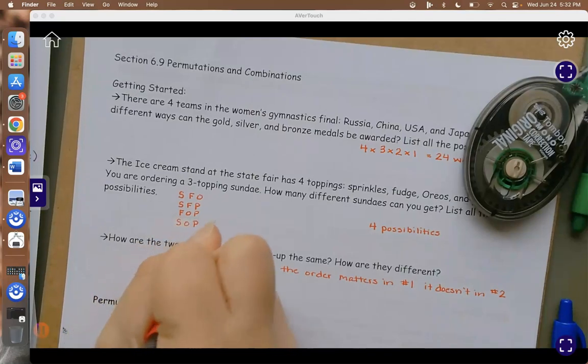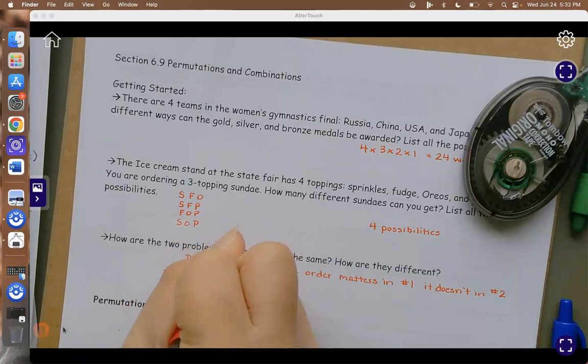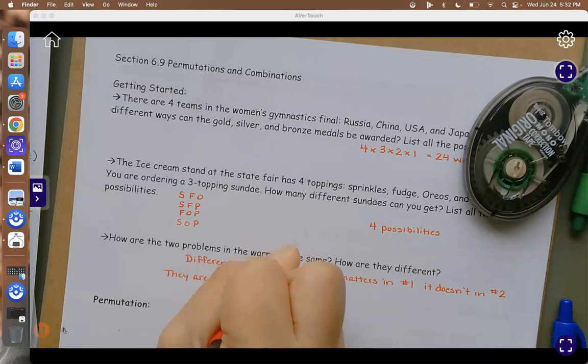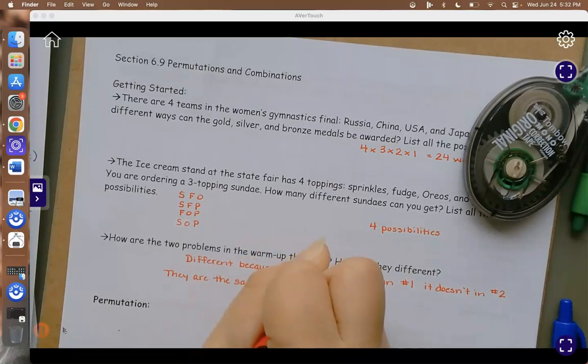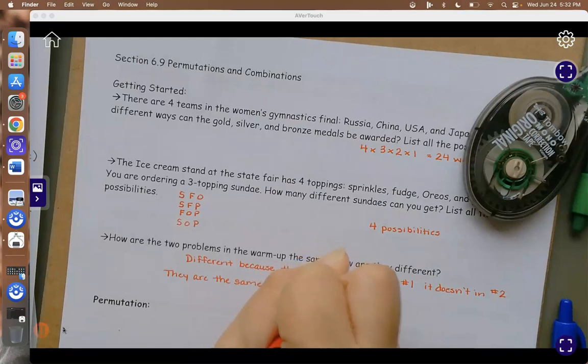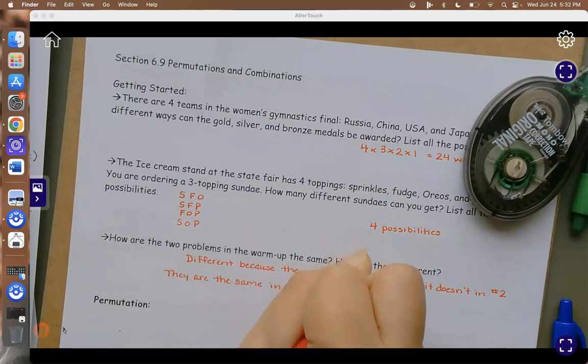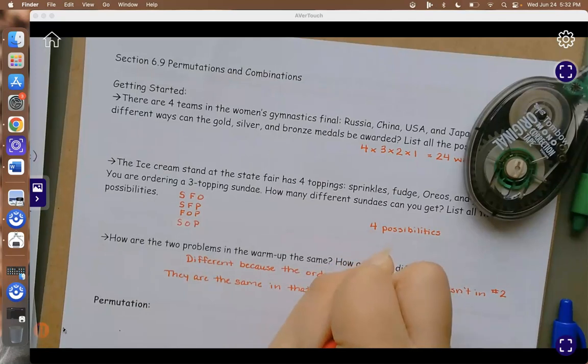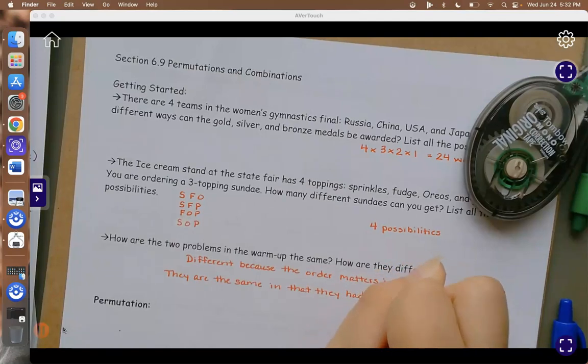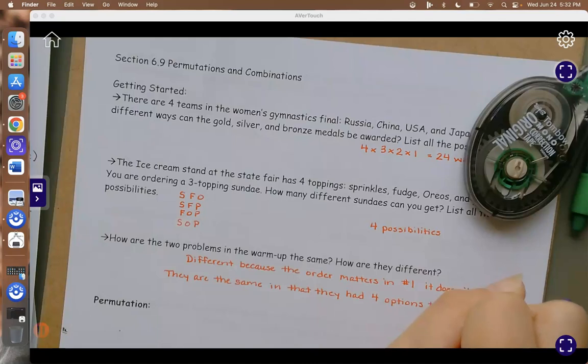They are the same in that they had 4 options to order. Okay? They have 4 countries here and 4 toppings there.